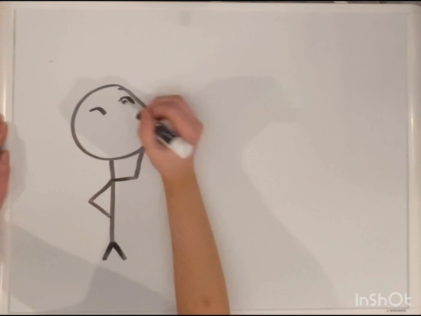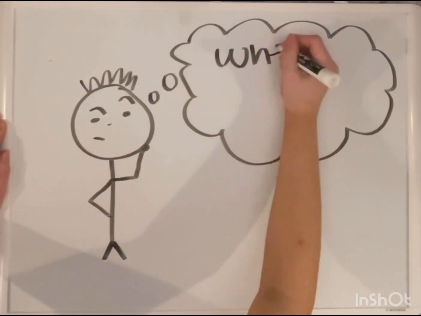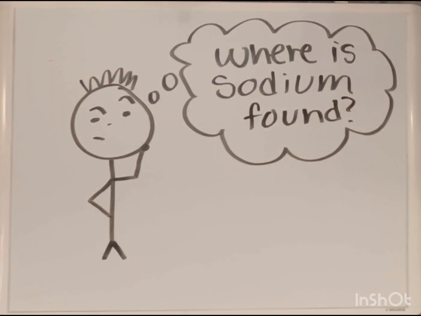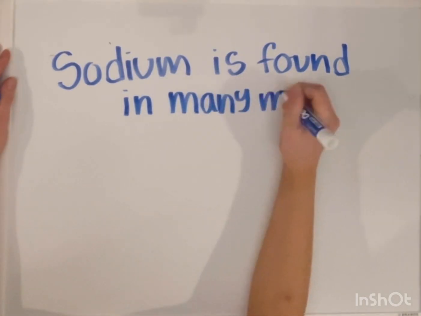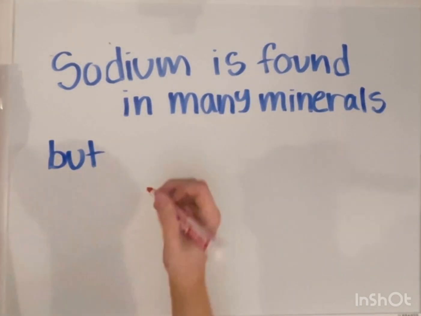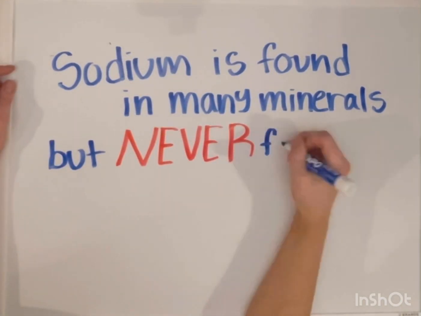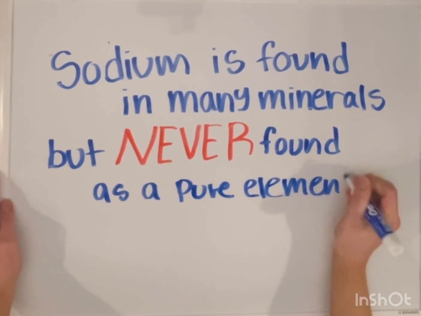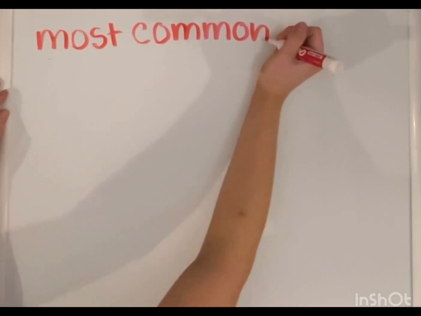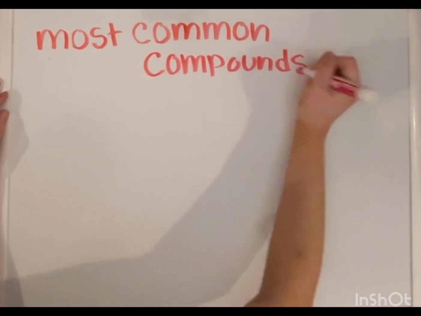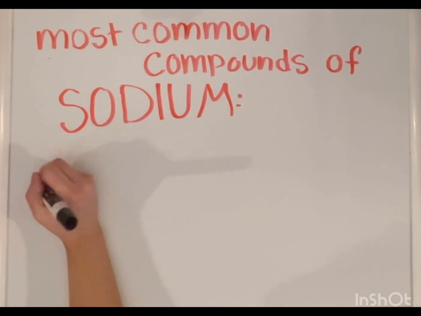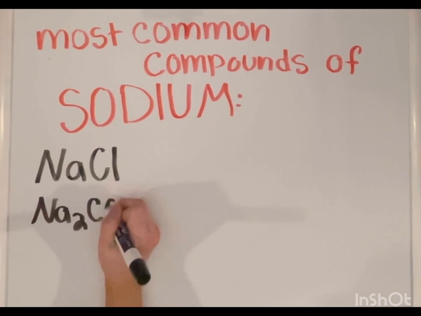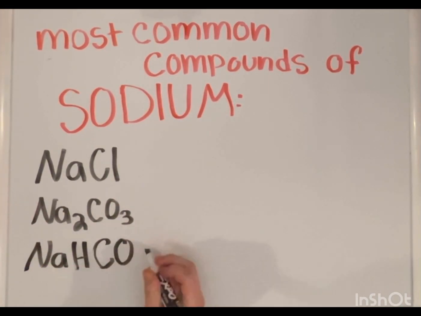Another question is, where is sodium found? Sodium is found in many different minerals, but never found as a pure element. So the most common compounds of sodium are going to be listed below. The first one is our normal table salt. The second one is soda ash, and the third is baking soda.